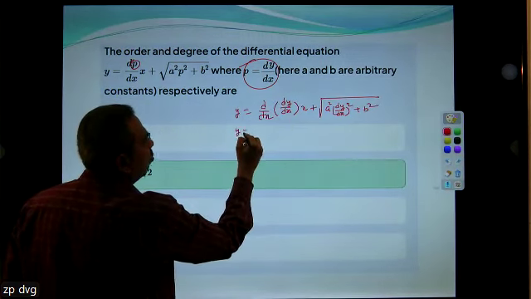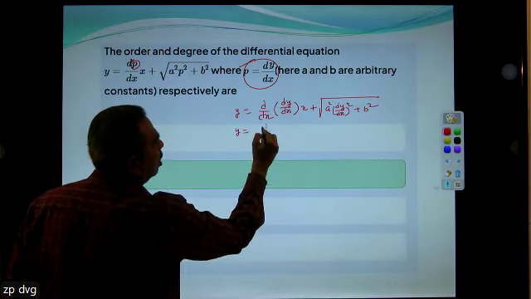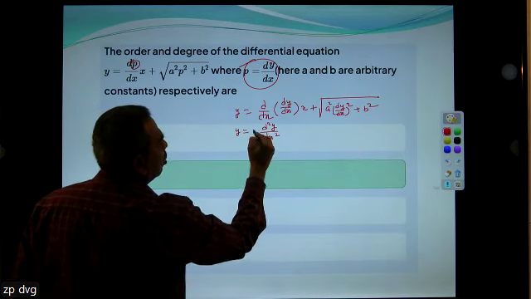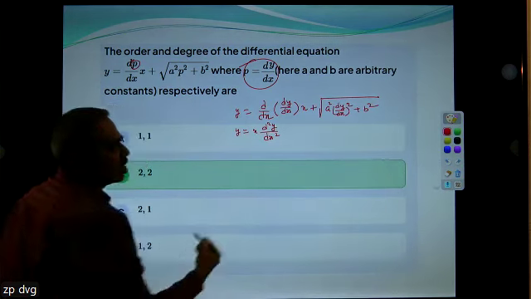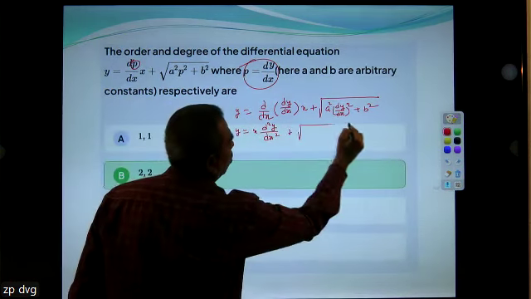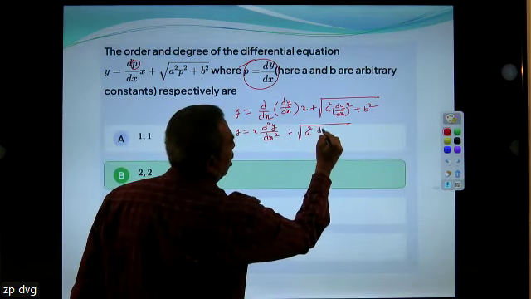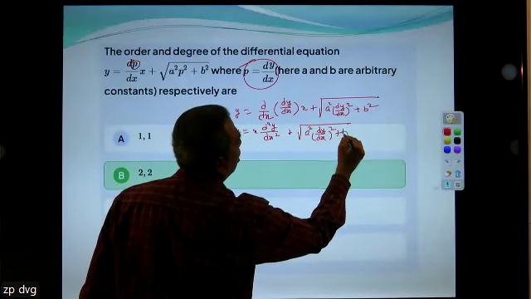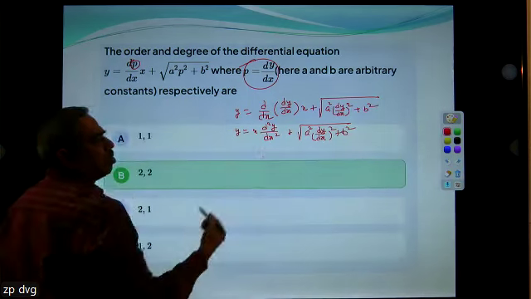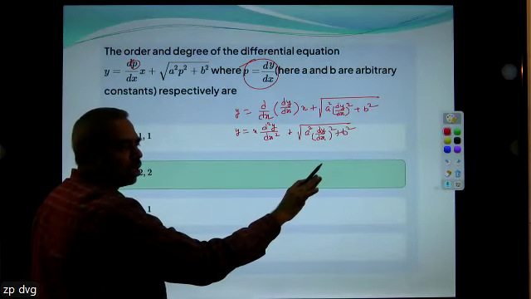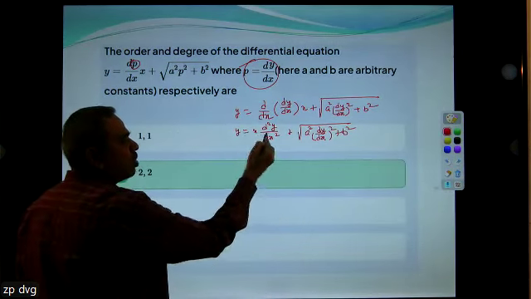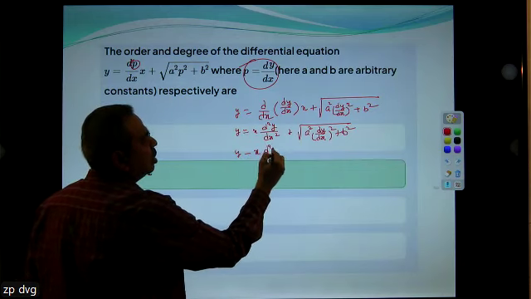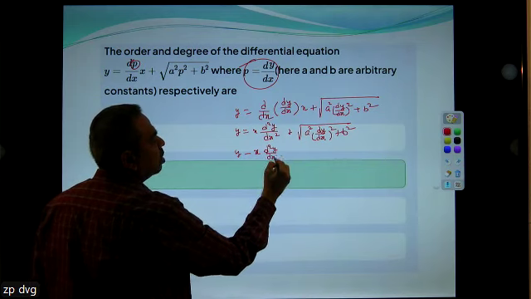Now, tell me here, d by dx of dy by dx, what it becomes? y is equal to d square y by dx square. We can write down like this, x into d square y by dx square, plus root of a square into dy by dx whole square plus b square. Got it? Now, here root is there, no? Root should be eliminated. So what we do is we take the left hand side, it is y minus x into d square y by dx square.